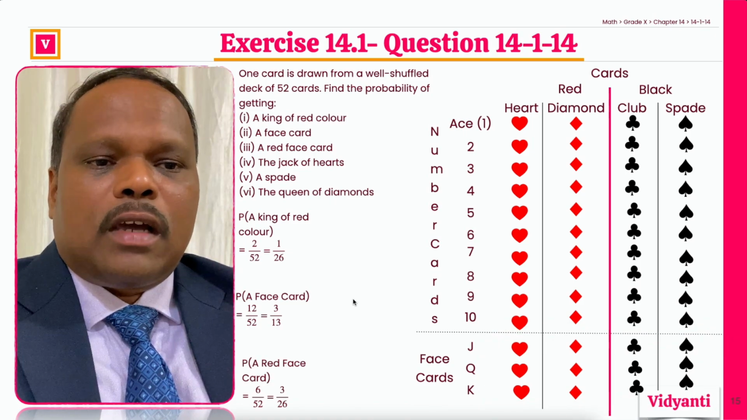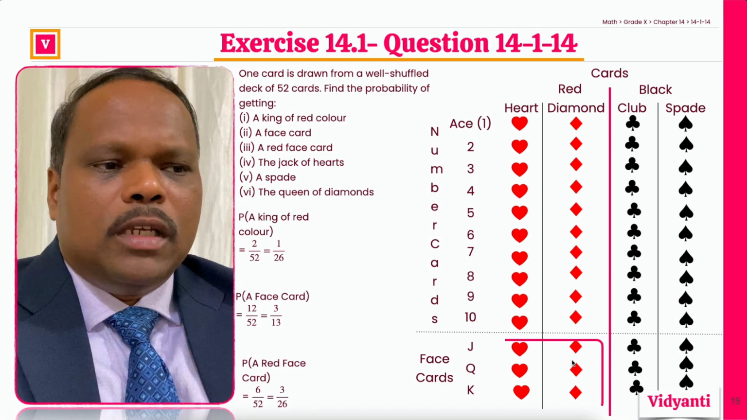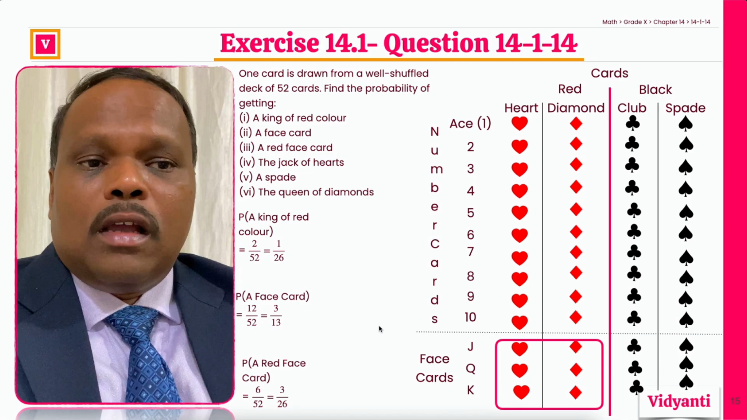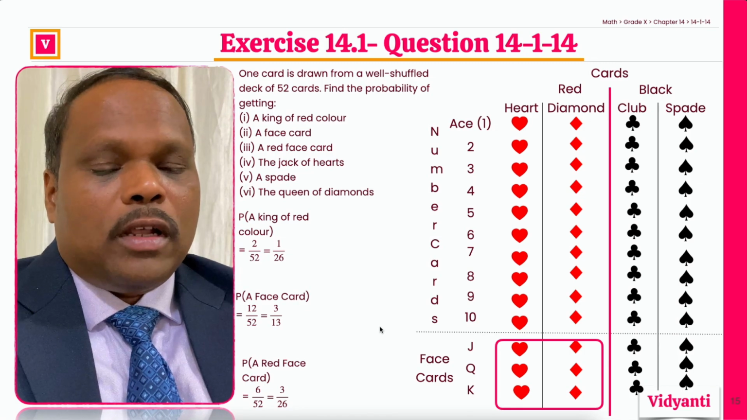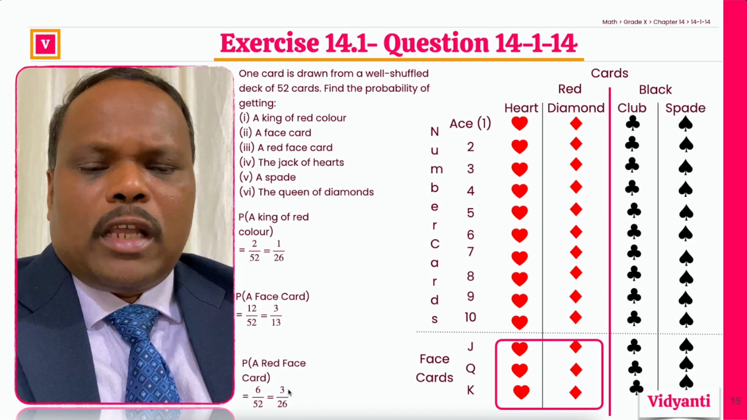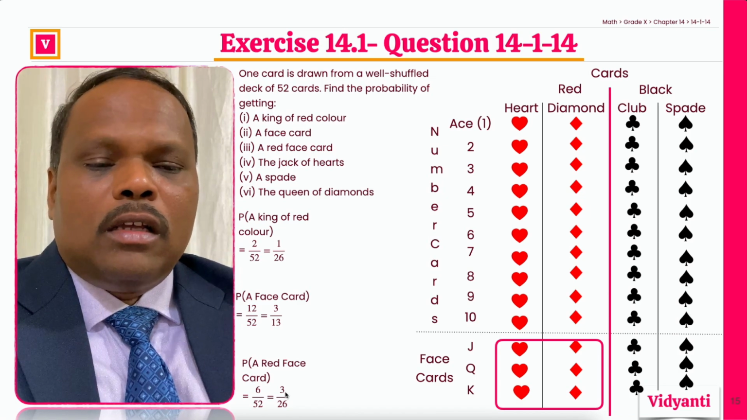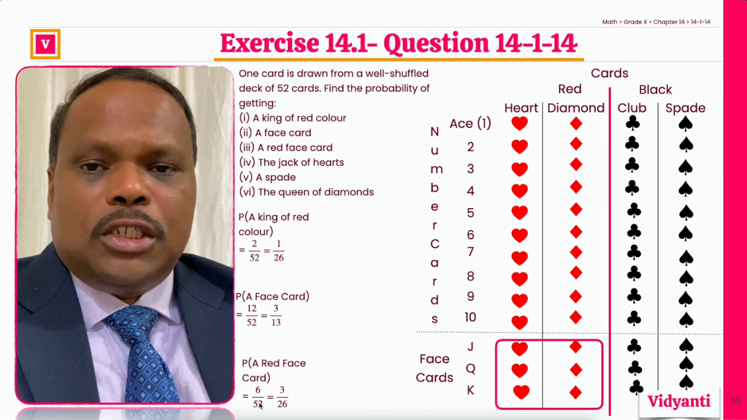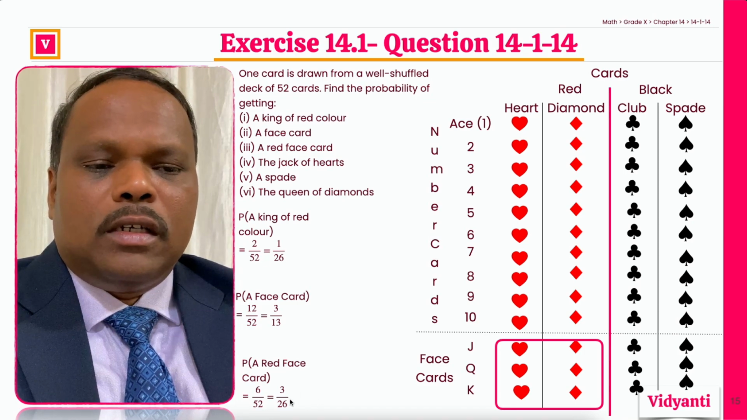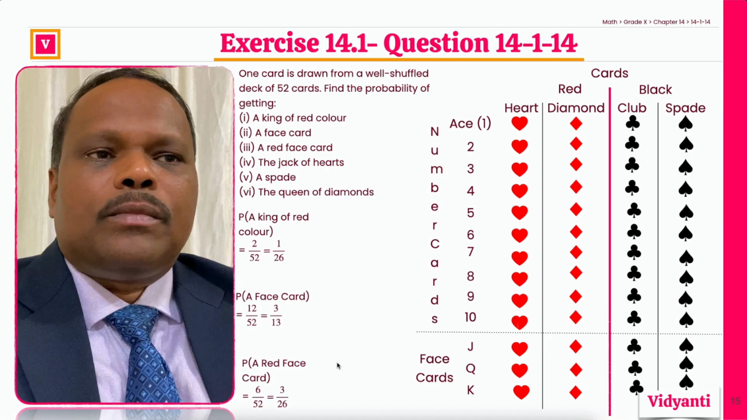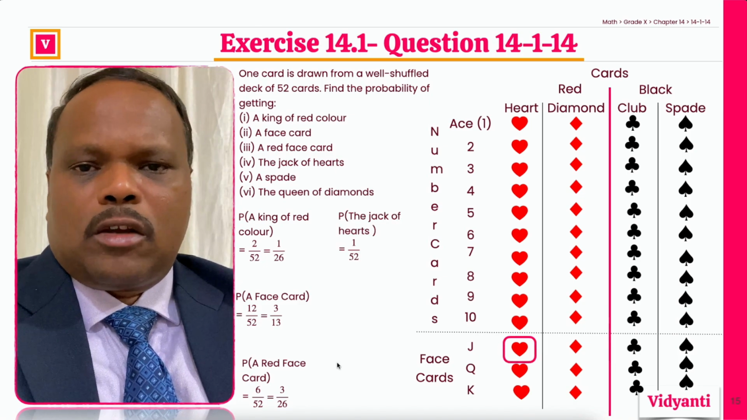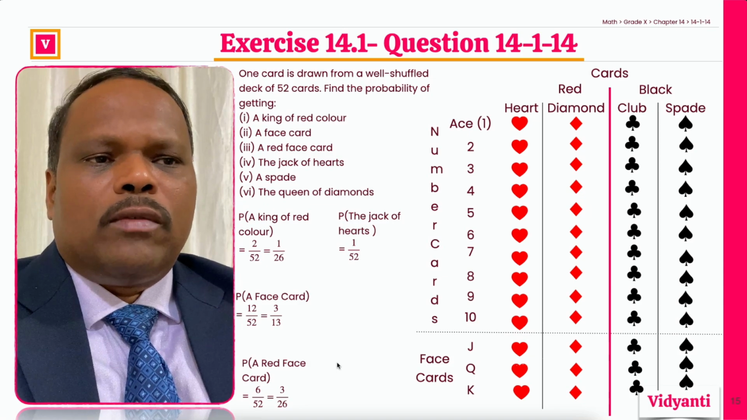A red face card. Again I have shown here with an animated rectangle, there will be 6 face cards which belong to the red color, and that will be 6 upon 52. Note that most of the times, as long as you are drawing one card, the numerator is changing, but the denominator is always 52. And upon simplification, it will be 3 upon 26. The next question, jack of hearts. Well, there is only one jack of heart out of 52. So that will be 1 over 52.